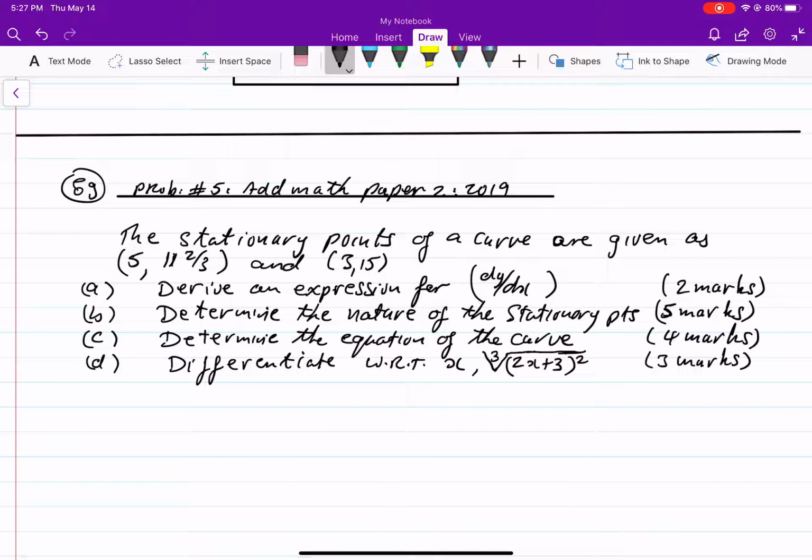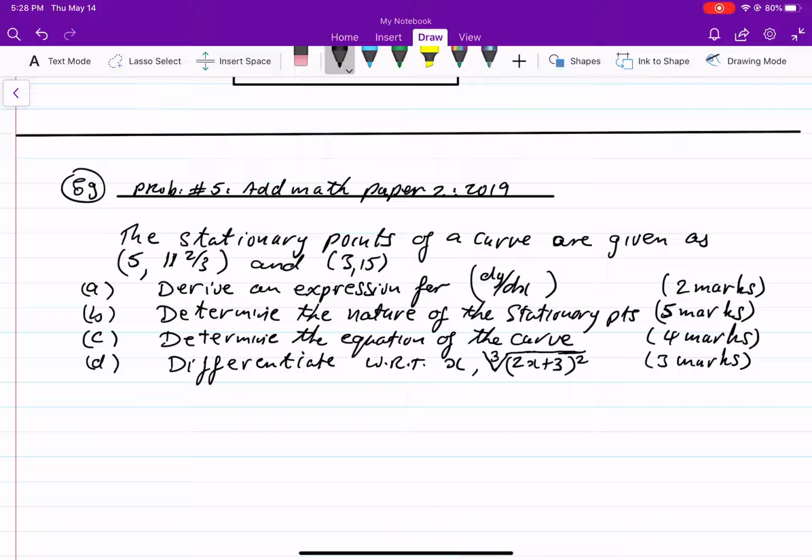Okay, it's actually problem number 5 on the advanced paper. I actually wrote it right there. Paper 2, 2019. Here we go. This problem actually combines stationary points with dy dx and integration. Puts the whole story together. The stationary points on a curve are given as 5 and 11 2/3. They're very seldom, if ever, used mixed numbers, but it looks like they use it here. And 3 and 15, the stationary points.